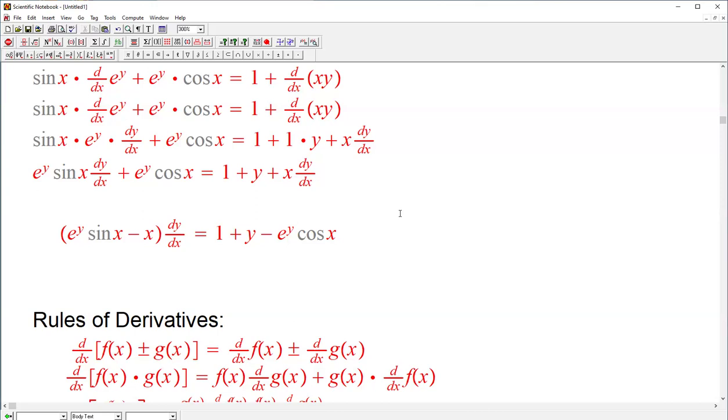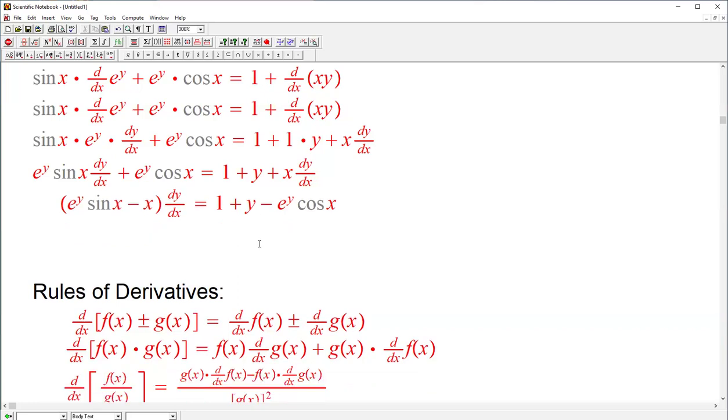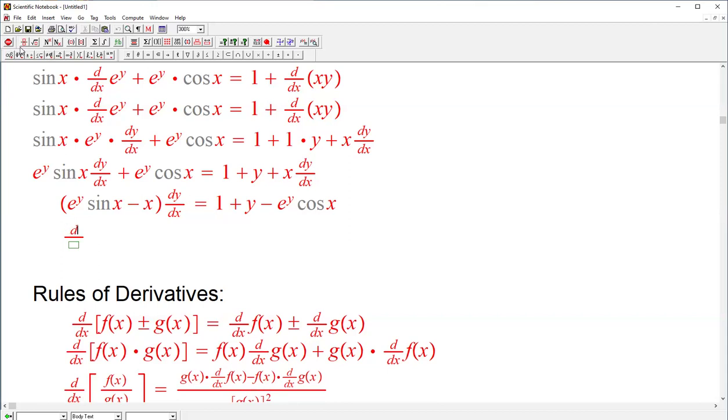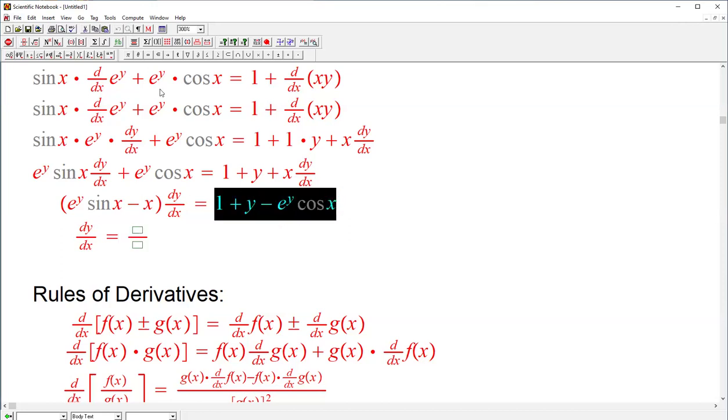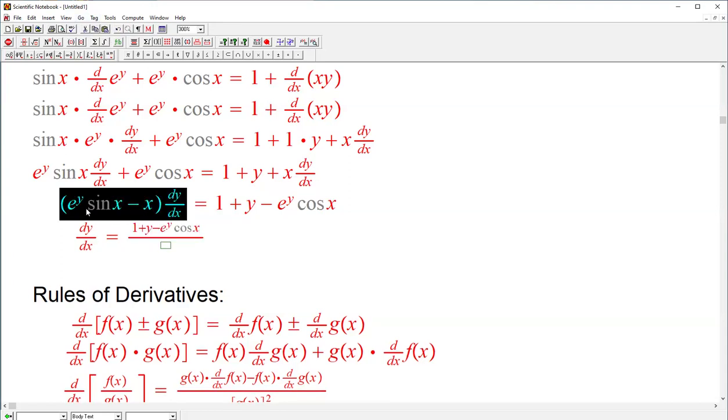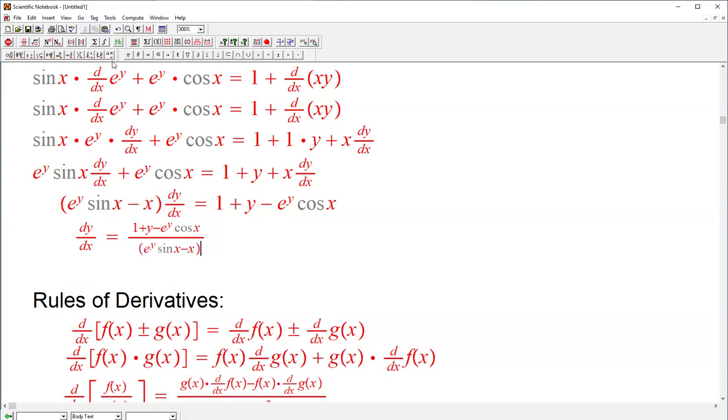Okay? All right. The algebra part. And next, we're going to divide both sides by the entirety, the entire thing in parentheses. So we're going to get a numerator on here, denominator, which is over here, and we can remove the parentheses, and we are finished. That's the implicit differentiation.